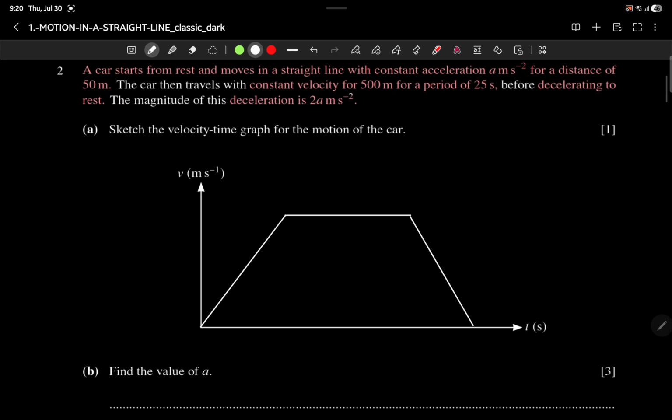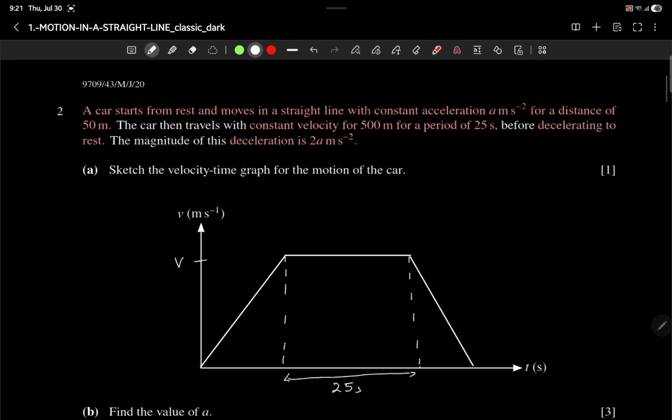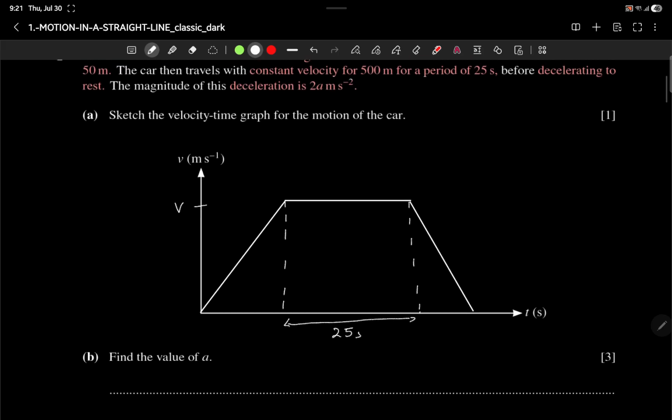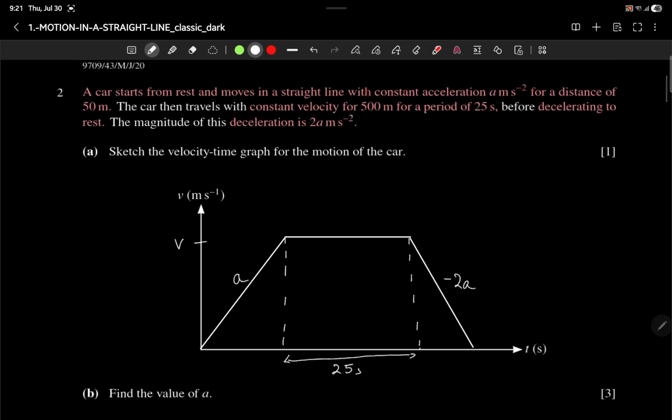So let's consider this as v, since we do not know what the constant velocity is. And let's consider this part. We don't know the time yet, but we do know that this period of time is 25 seconds. And this is a, and this is minus twice a. Okay, so find the value of a.